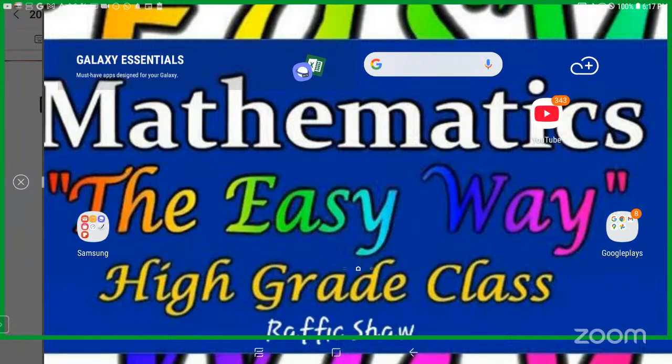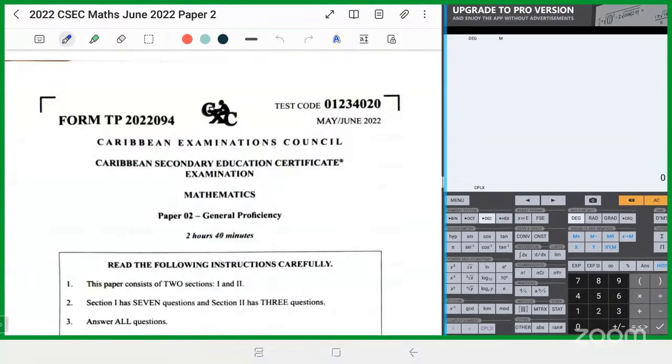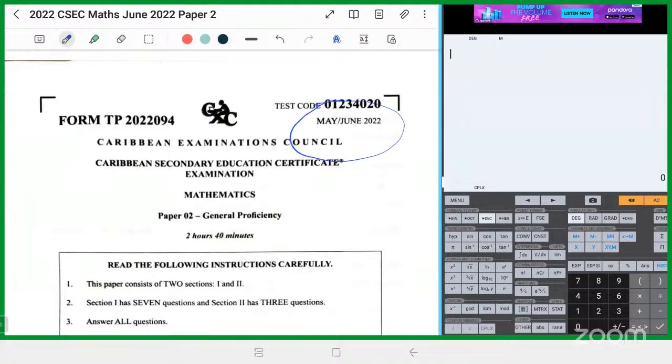All right, so we're gonna work through this paper today. A lot of persons are absent, but we have to move on. The session is being recorded, so those who are not here can join. I'm gonna do some of the questions on this paper today. This is June 2022, and more than likely you would have done these questions before.